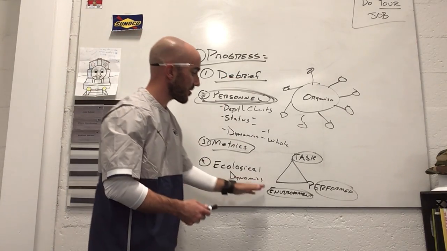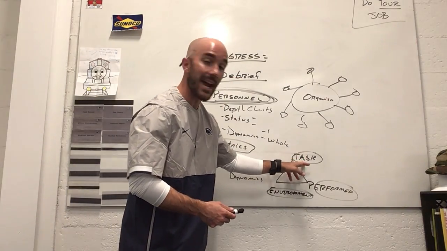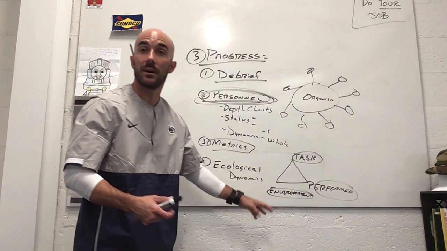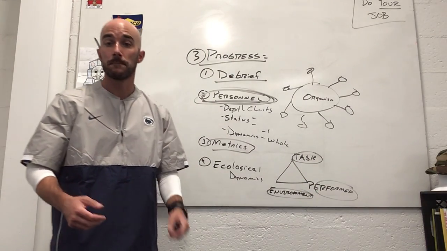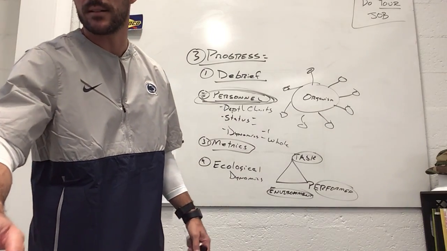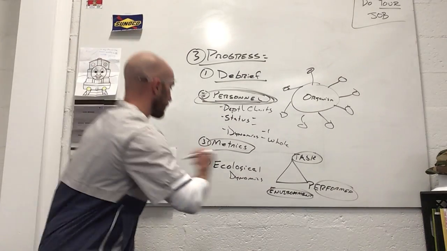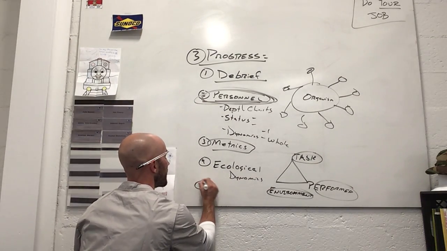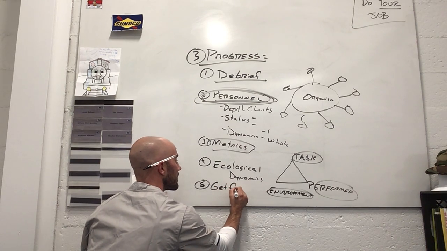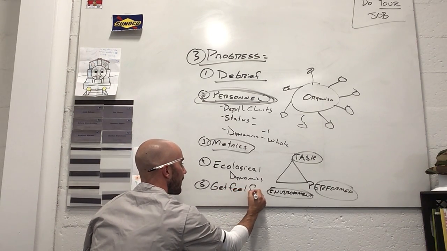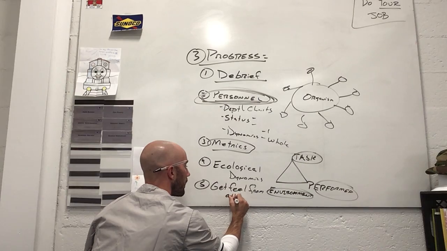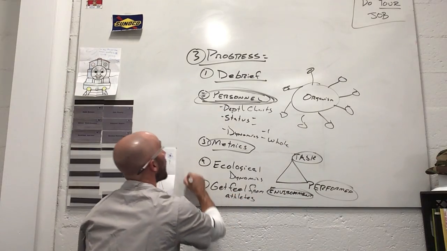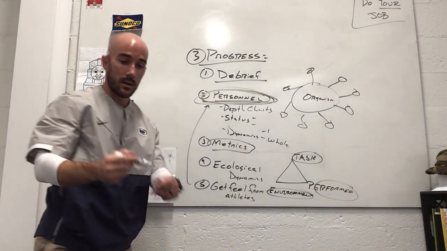Ecological dynamics and thinking about these 3 areas: the tasks, the performer, and the environment can help guide a lot of conversations within our coaches and staff meetings. And I think this is a really important thing too. It goes back to personnel. Get a feel from the athletes.